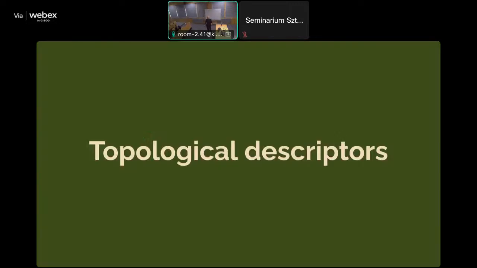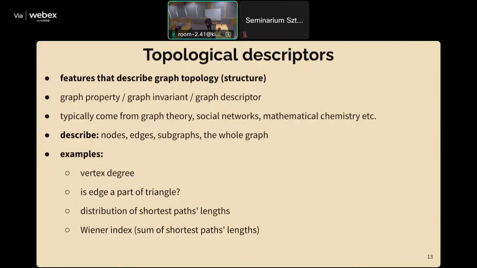So let's talk about those topological descriptors on the other hand, right? Topological descriptors describe the graph topology or its structure. They have many different names because they come from very different branches of science. They are also called graph properties, graph invariants, because they are permutation invariant, right? We have graph descriptors, all the same. They typically come from graph theory, so pure mathematics. They can come from social networks, mathematical chemistry, many, many different fields.